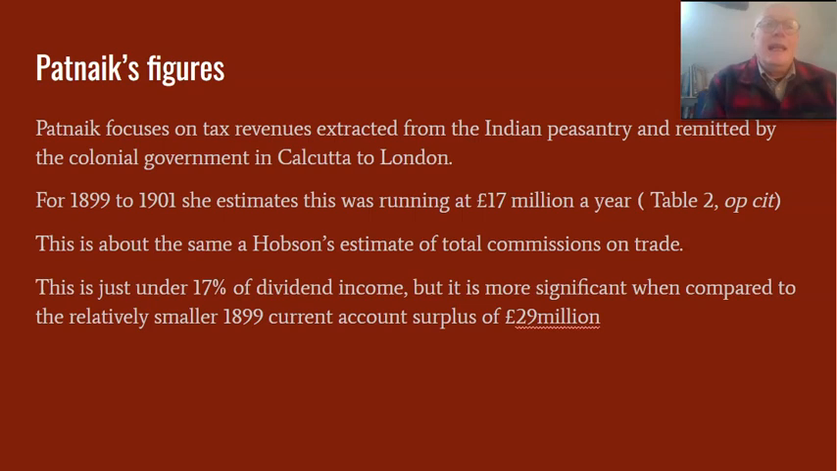So Lenin is right to lay the emphasis on dividend income as being more significant. It was a lot greater than the amount that Patnaik estimates were coming in as tribute. But on the other hand, the tribute is significant when compared to the current account surplus of 29 million. And part of her argument is that the tribute contributed to the ability of the British ruling class to accumulate capital holdings abroad.